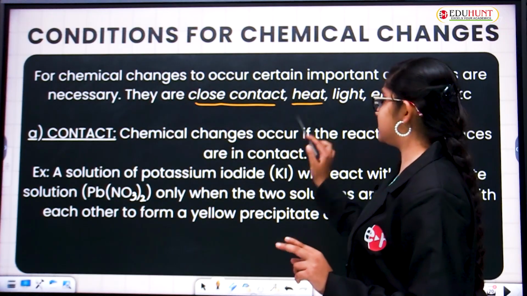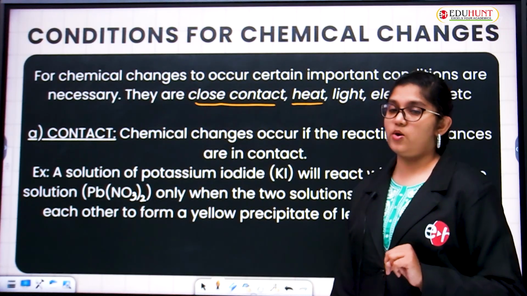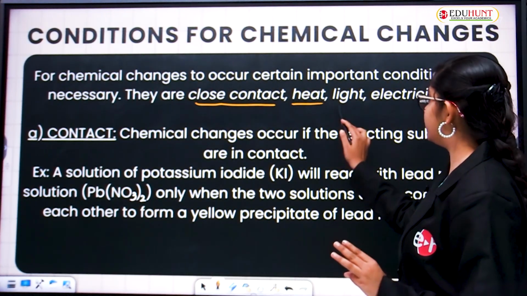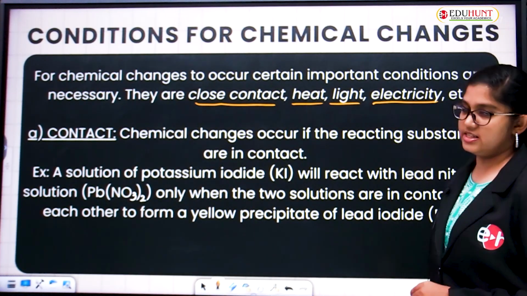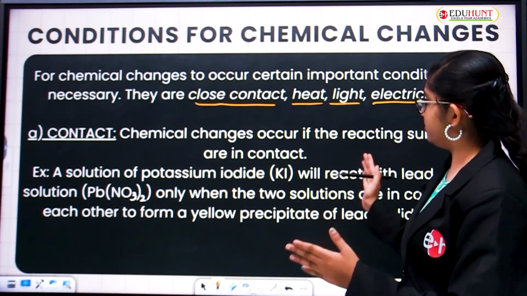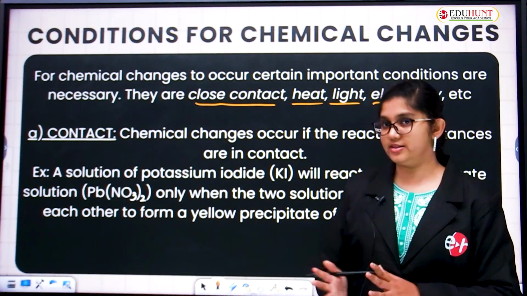The second one is about heat. What is that? Heat. And third one, light. And the fourth one is electricity, etc. We have many, but here they mentioned 4. We have them one by one. We'll see what's that.